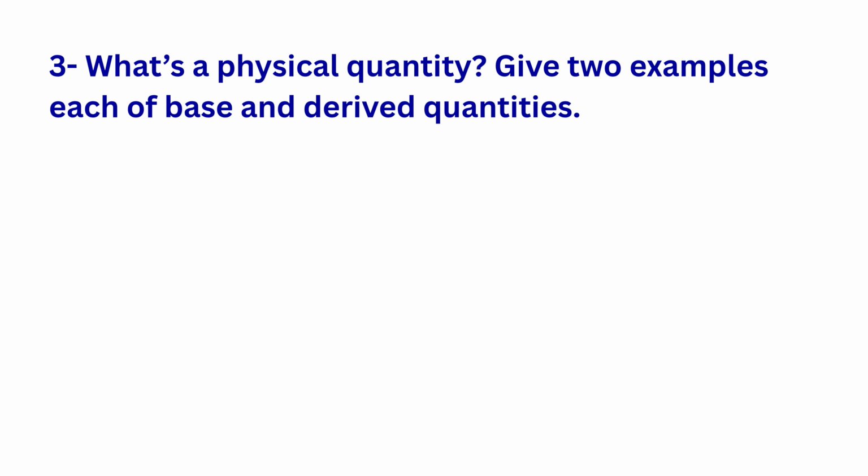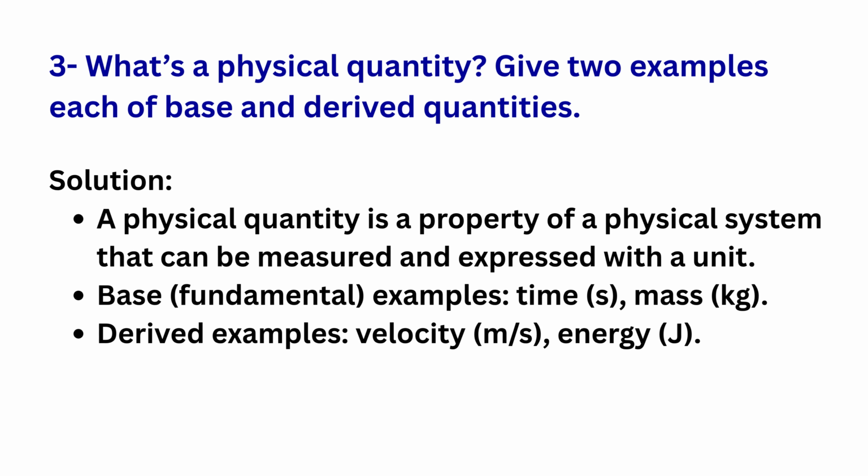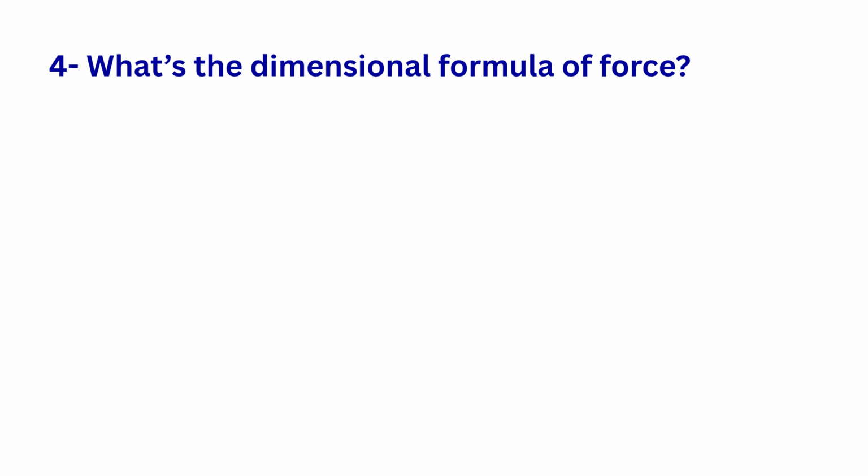Now, question 3. What exactly is a physical quantity? It's any property that can be measured and expressed with a unit. For example, time and mass are base quantities, while velocity and energy are derived quantities because they're combinations of the base ones. Question 4. We're asked for the dimensional formula of force.